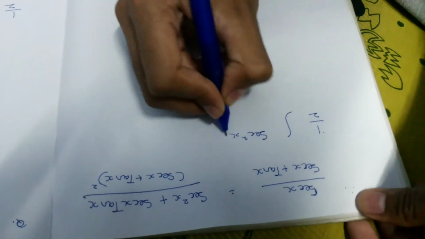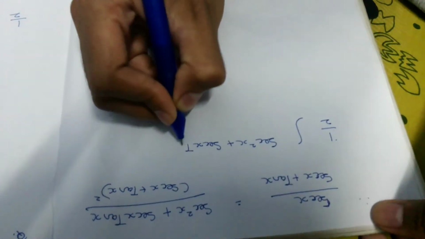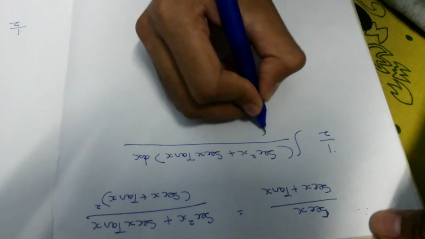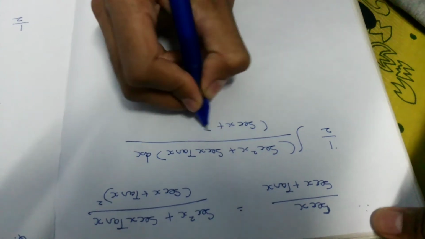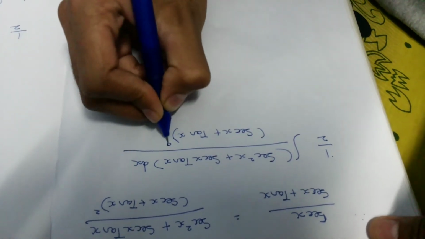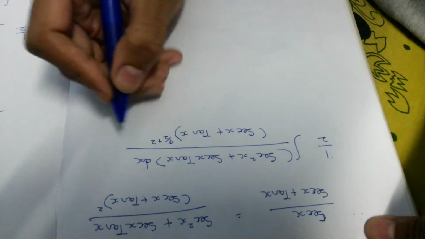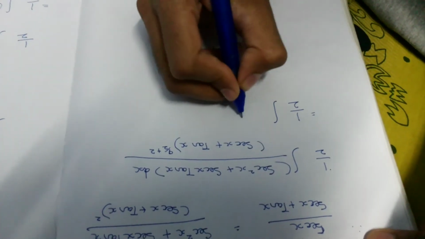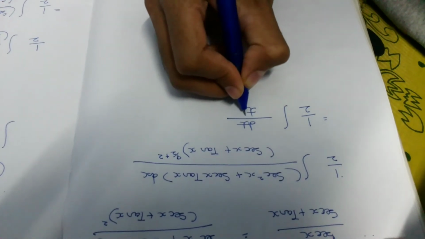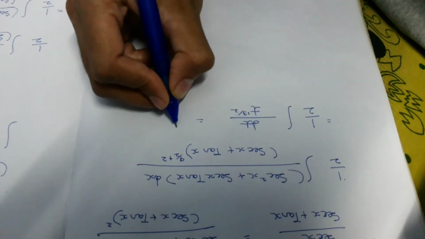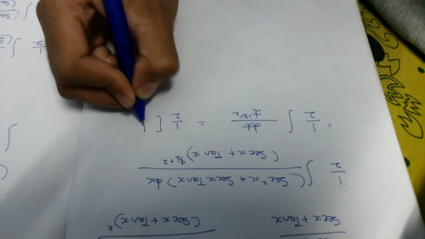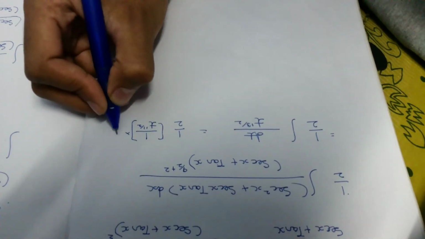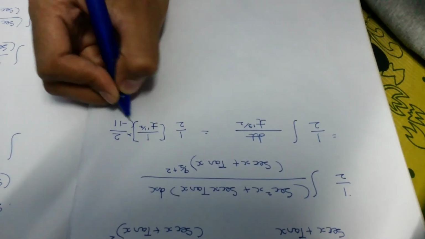So the second term can now be written as half of (secant square x plus secant x tan x) dx upon (secant x plus tan x) raised to 9 by 2 plus 2, which is nothing but 13 by 2. So we will have it in the form of dt upon t raised to 13 by 2, which will be nothing but half of 1 upon t raised to 11 by 2 into 2 upon minus 11.